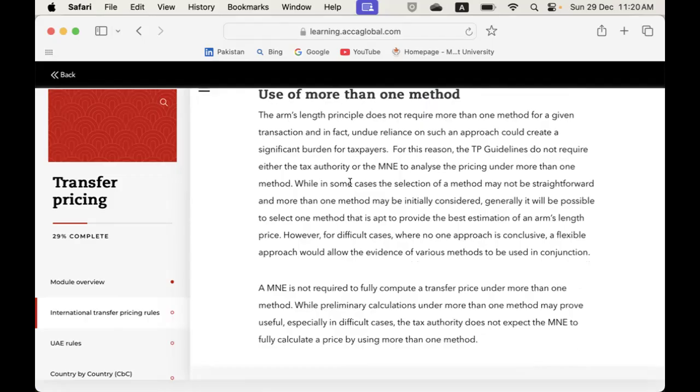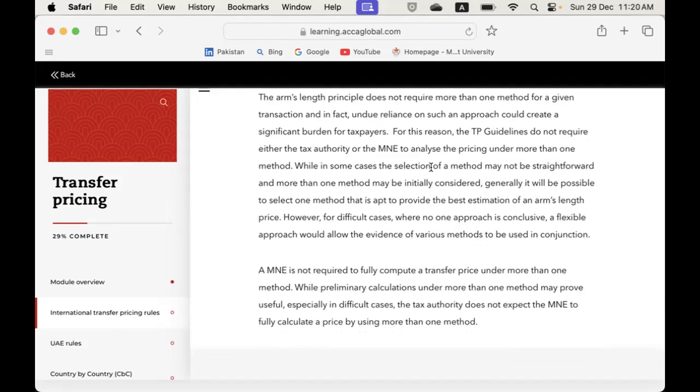Use of more than one method. The arm's length principle does not require more than one method for a given transaction, and in fact, undue reliance on such an approach could create a significant burden for taxpayers. So, naturally, the idea is not to burden the taxpayer. So, transfer pricing guidelines recommend that one of the methods, the most appropriate one, given the circumstances, should be applied. For this reason, the TP guidelines do not require either the tax authority or the MNE to analyze the pricing under more than one method.